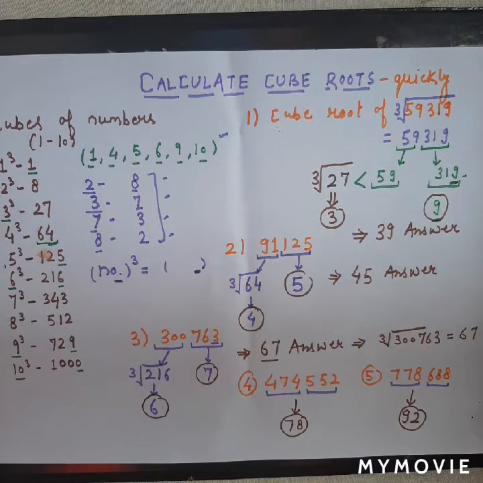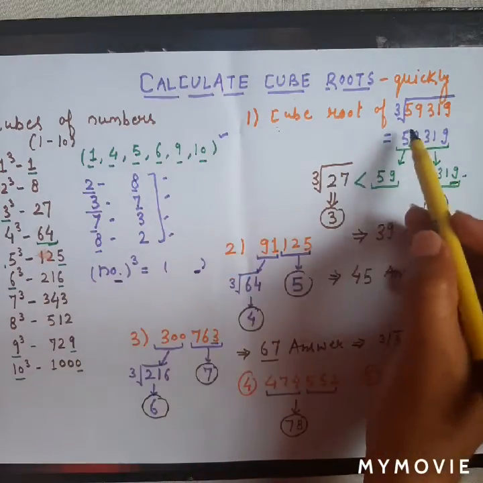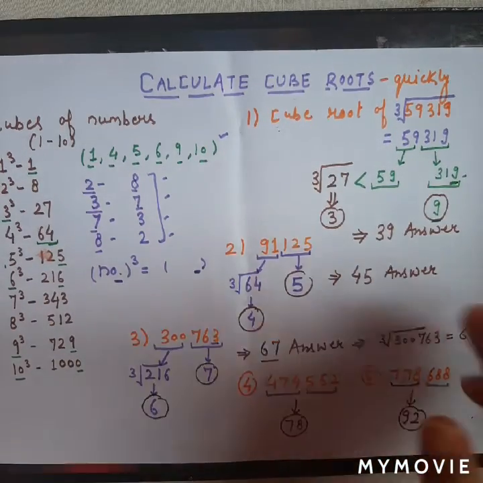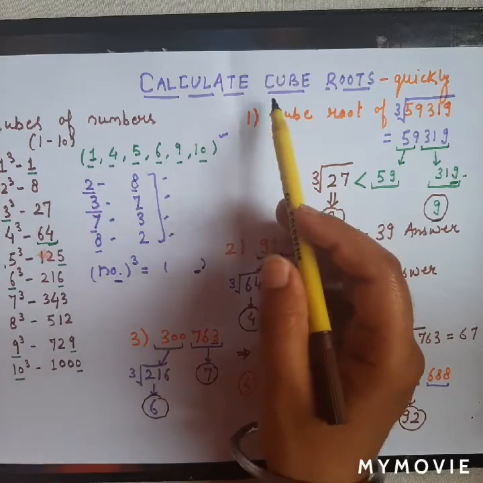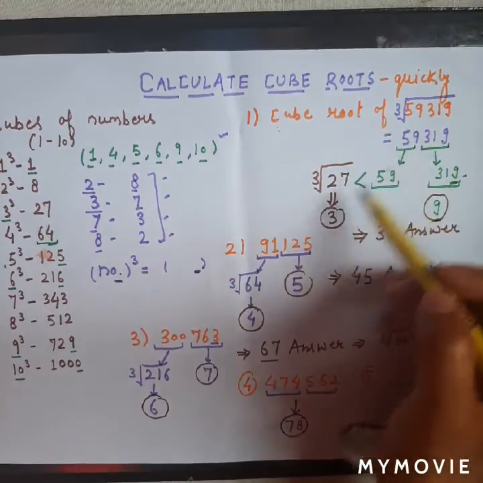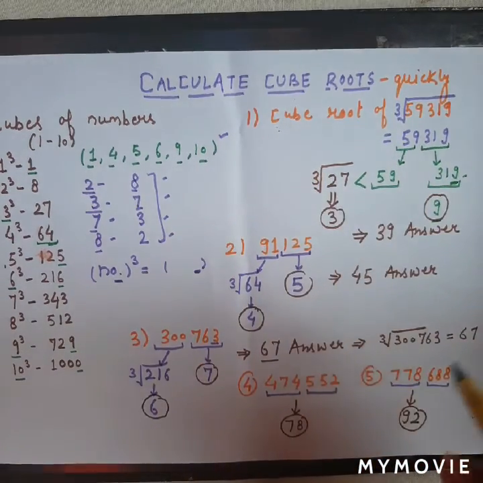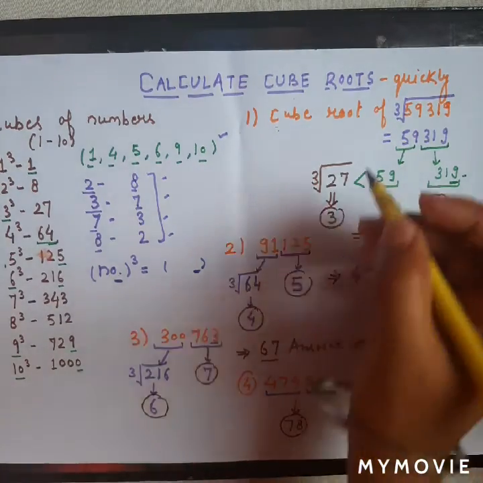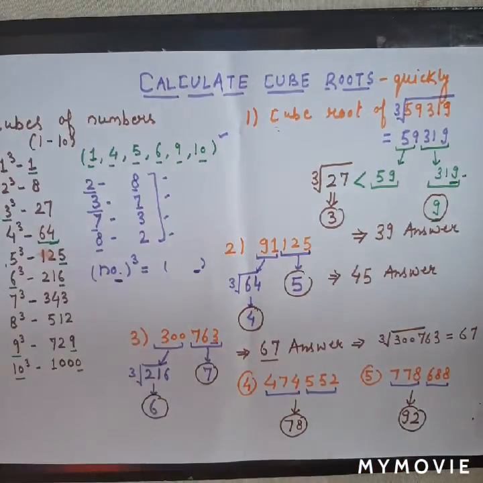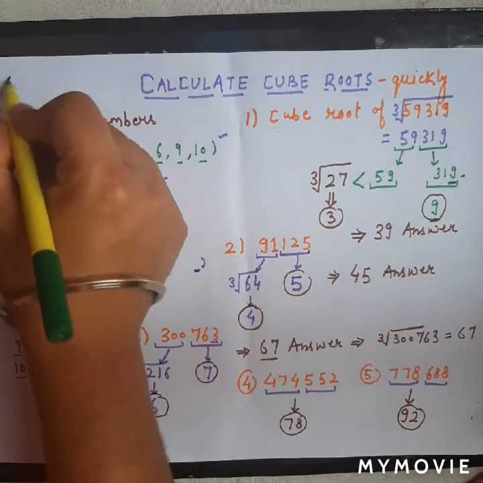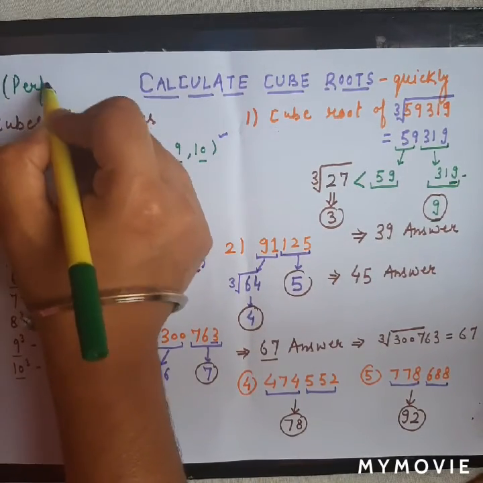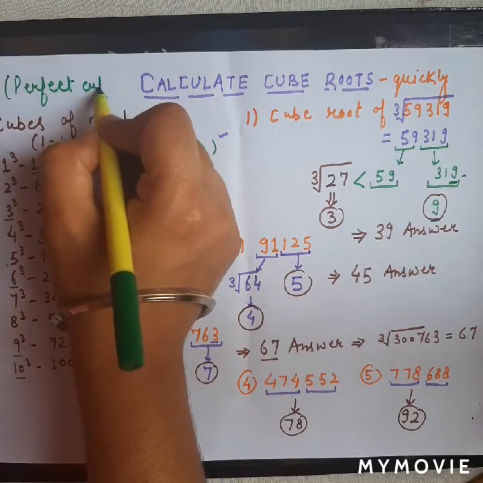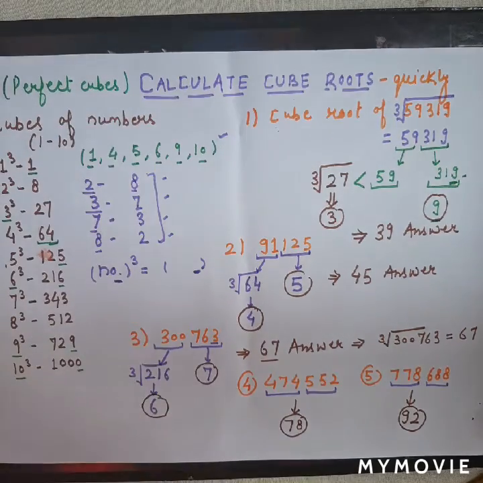And at last I would like to make a note that this method is applicable for finding cube roots of any large numbers or big numbers which are perfect cubes only. Fine. So I would like to mention here perfect cubes only, sorry, perfect cubes. So this method is valid for perfect cubes, right?